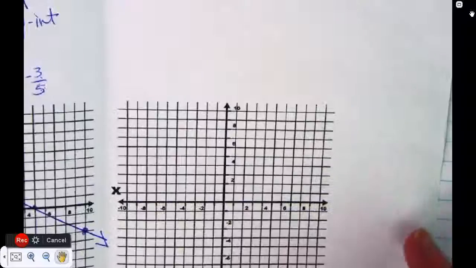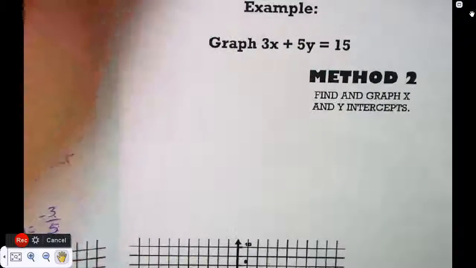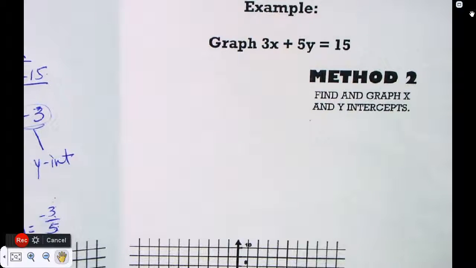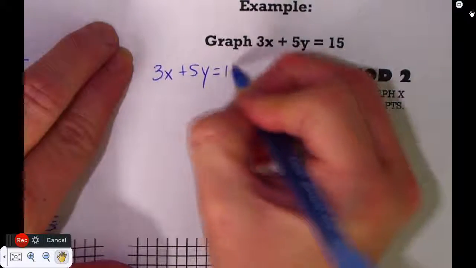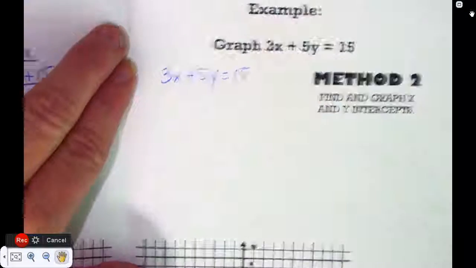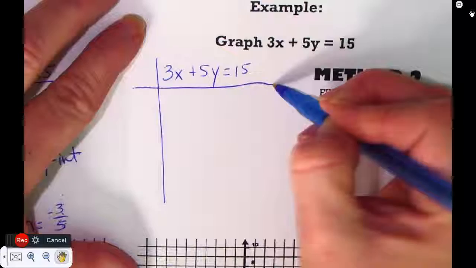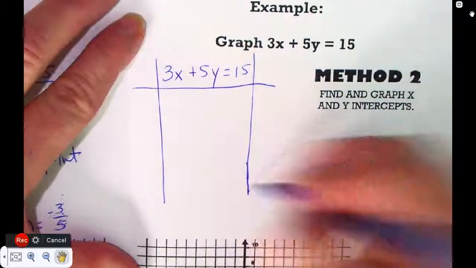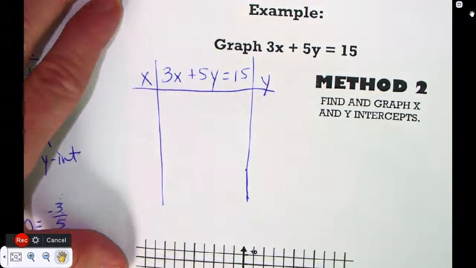Okay. Now let's look at method 2. This is the way we're not going to be doing very often. Remember what I told you? I'm going to let you do the easiest way possible. So, right here, they didn't leave us much room, so come over here and rewrite it. In fact, let's make an H chart. It's a little bit easier to see with the H chart.